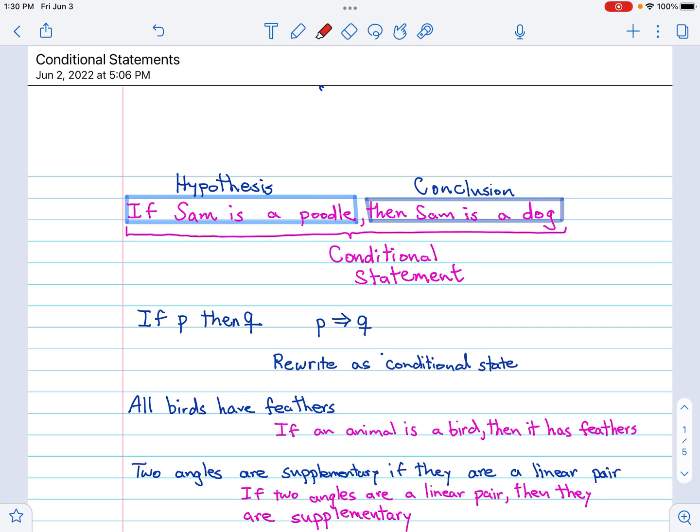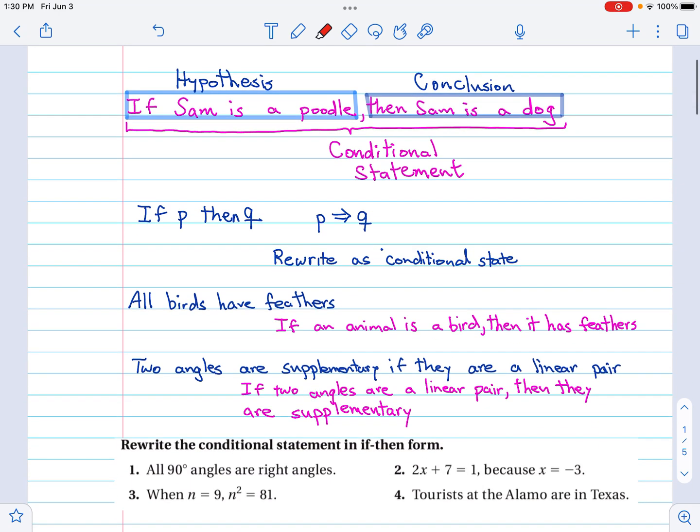So you have something like, if P, then Q, or sometimes it's written this way: P, little double arrow, Q. We'll get into that more later. But this is an example of a conditional statement. Now, a lot of statements can be rewritten as a conditional statement.